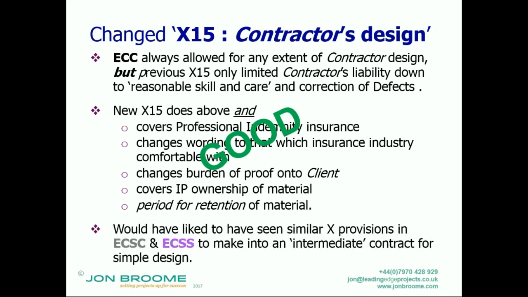What I would have liked, though, would have been similar X provisions, perhaps a little bit simplified, for the engineering construction short contract and the engineering construction short subcontract. Now, why do I say that? Other families, JCT, have an intermediate contract. So we've got a short contract, which is for very simple, low complexity work, and the full contract with full project management stuff, etc. in there.